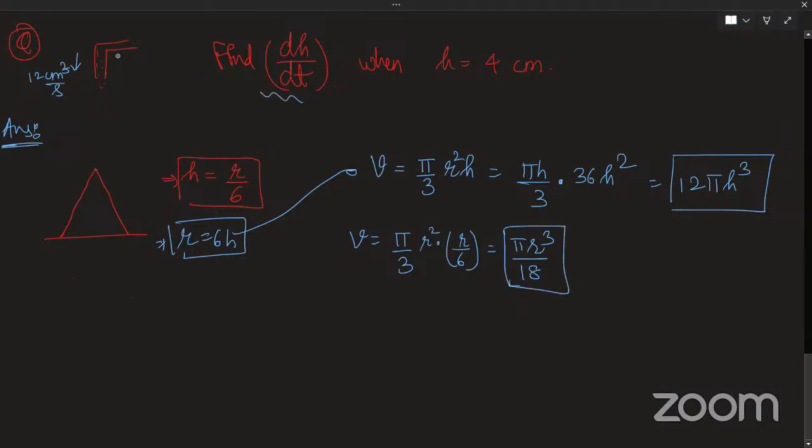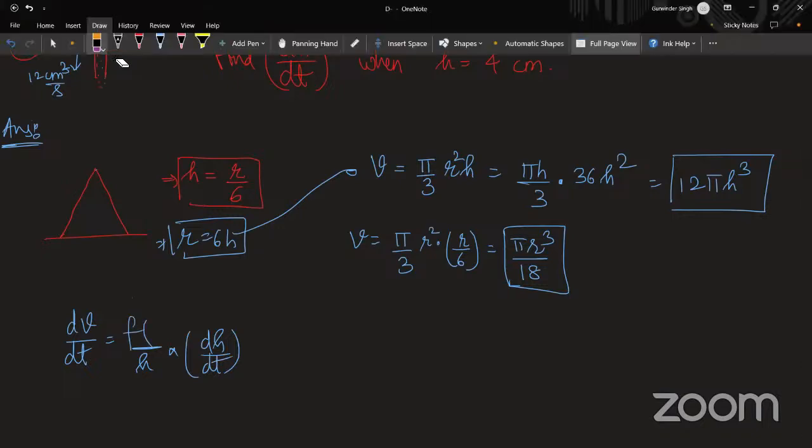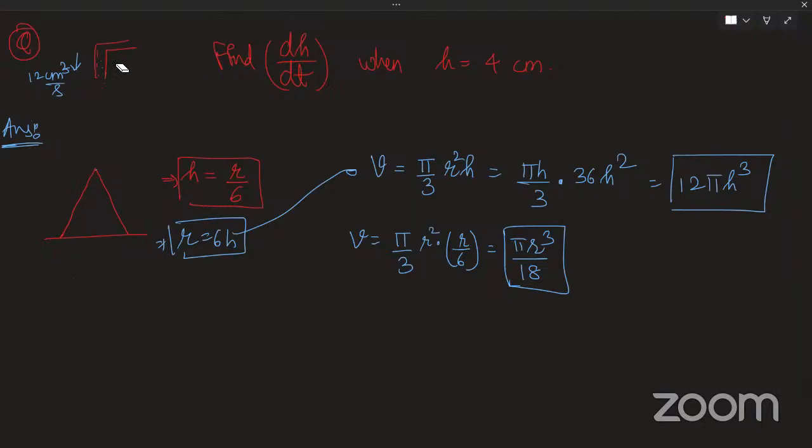But the issue is I am being asked the value of dH by dt, not the value of dr by dt. If I differentiate my v with respect to t, I should be getting a term of h and a term of dH by dt. So in order to do that, my function should be in terms of h, right? If I have a function of r, it will give me a term of r. So that is why this thing won't work.